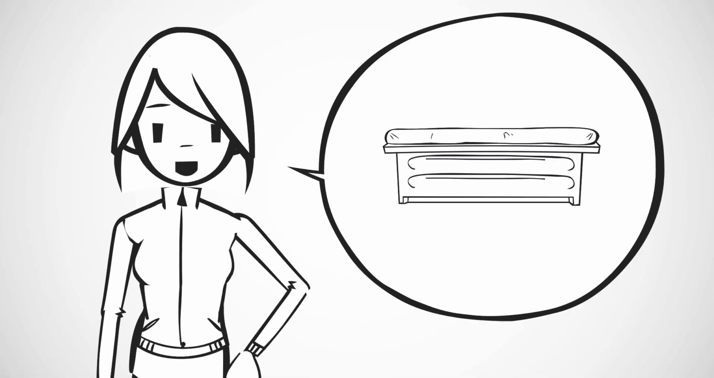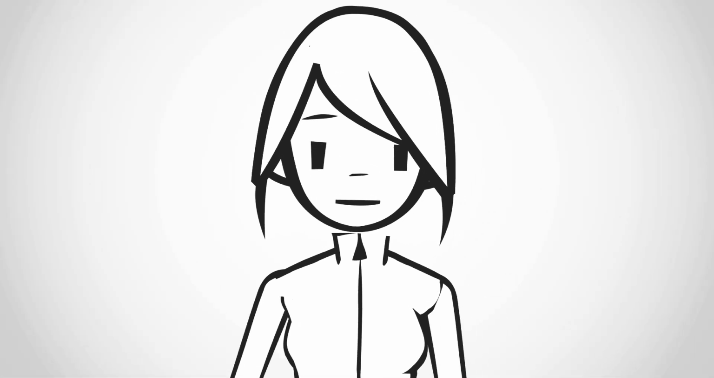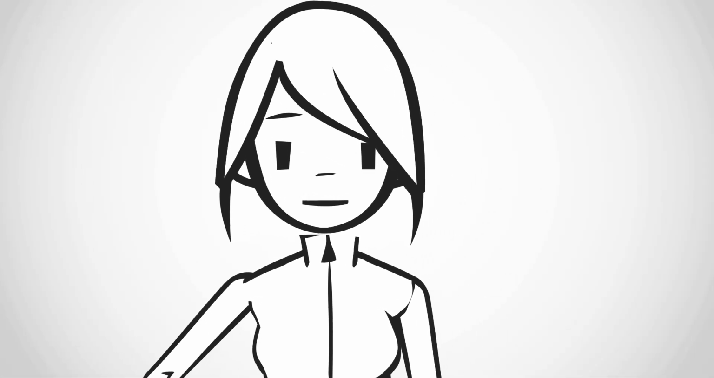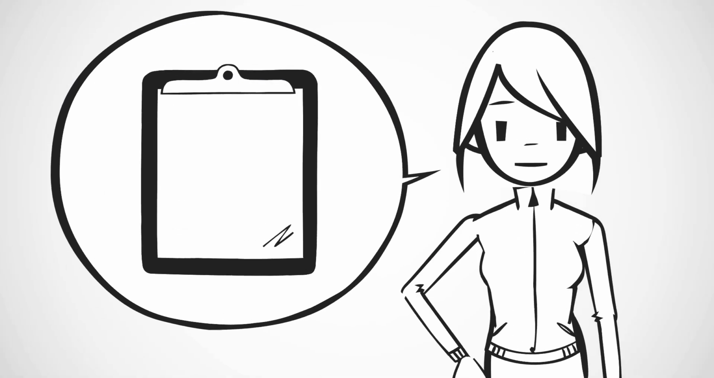We use the CRAAP test. CRAAP stands for currency, relevance, authority, accuracy, and purpose. This checklist helps you evaluate any information source.